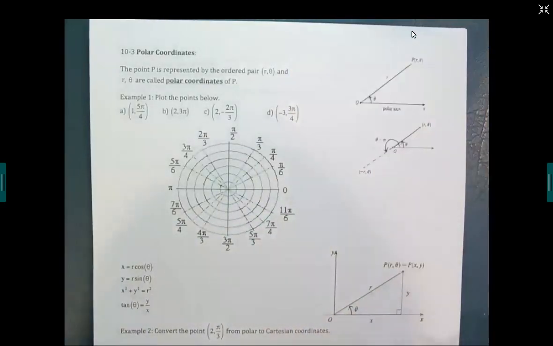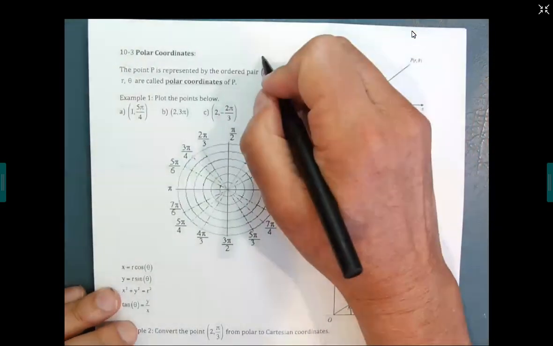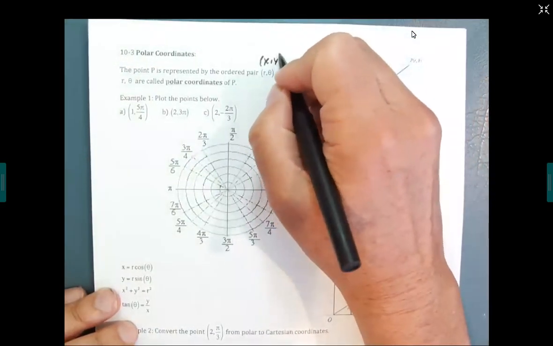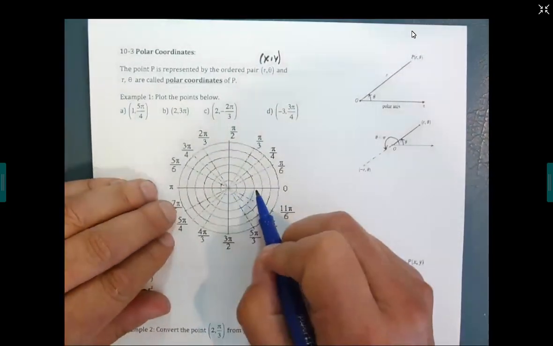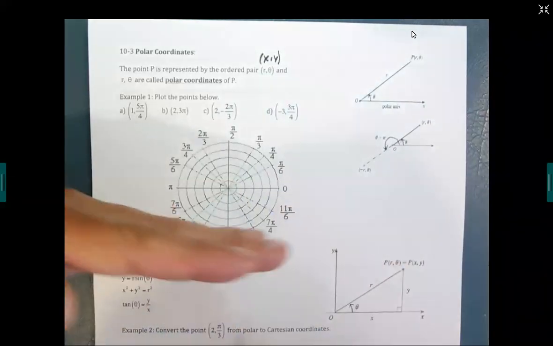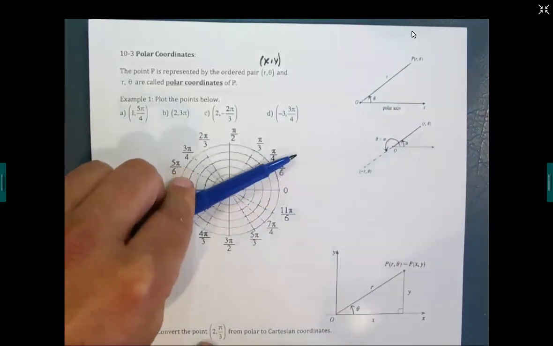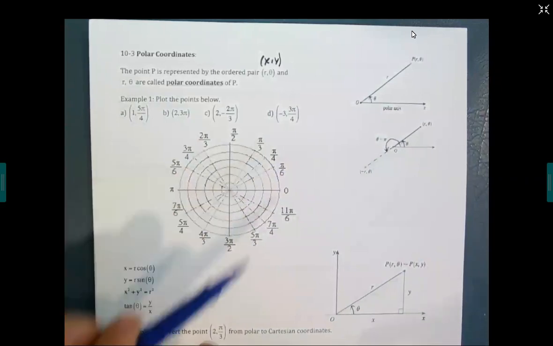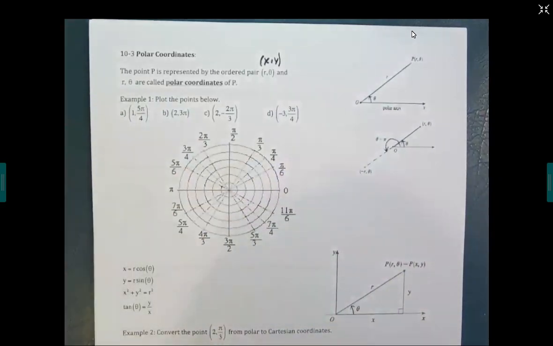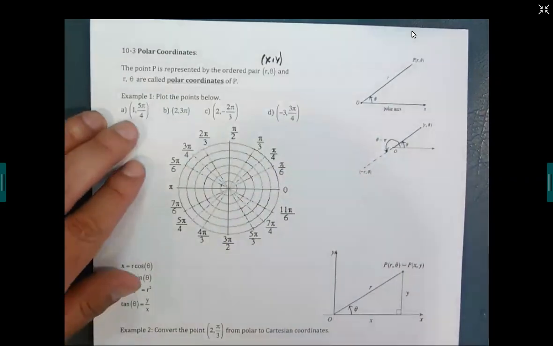Normally, what we have is a point x comma y, an ordered pair. And what we can do is transform it so that instead of going in the x direction and the y direction, we actually turn at an angle and then, from the origin, go so far out at that angle. And just to illustrate that, I'm going to plot a couple of points here.